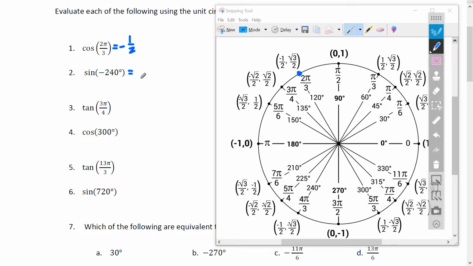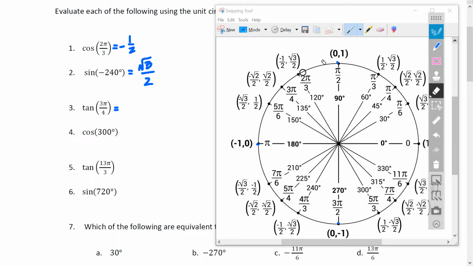Sine of negative 240 degrees. So negative 90, negative 180, negative 270. So negative 270, but we need 30 degrees less than that, right? So negative 270, negative 240, it would be right here. So negative 180, negative 240, another 60 degrees. So sine, the y-coordinate, square root 3 over 2.